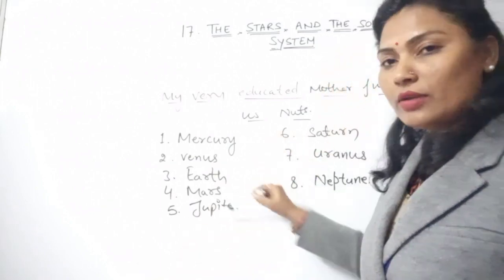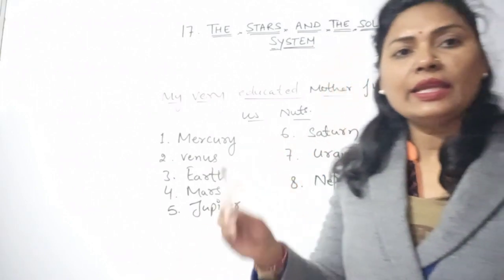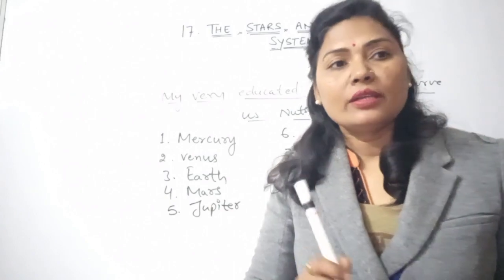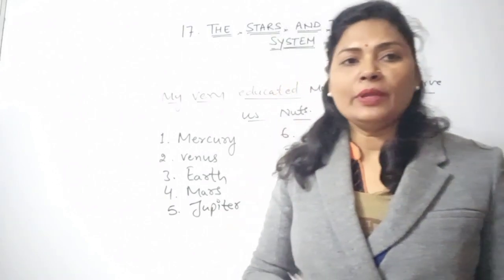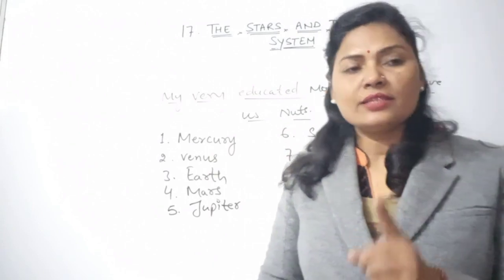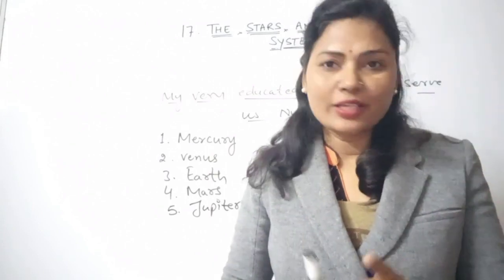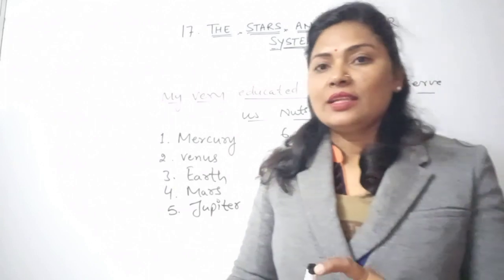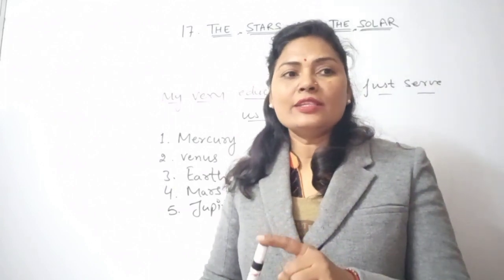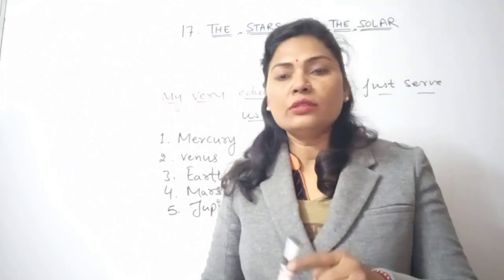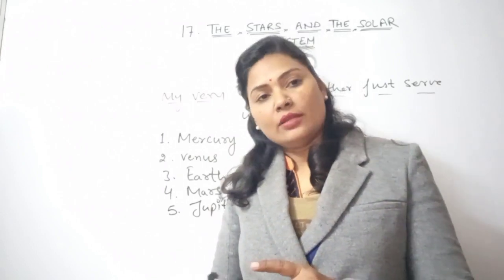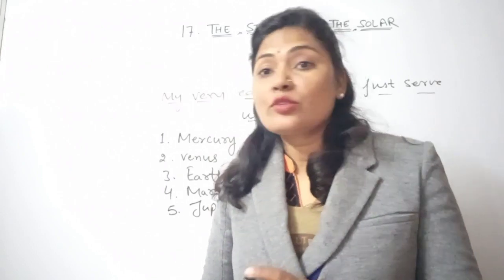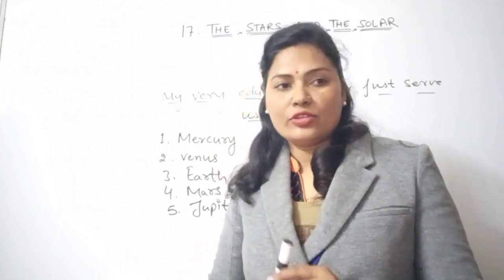They revolve around their orbits, and they take time to complete a revolution. The time taken by the planet to complete one revolution is called the period of revolution. And like Earth, other planets also rotate around their axis while revolving around the sun. This is known as the period of rotation.